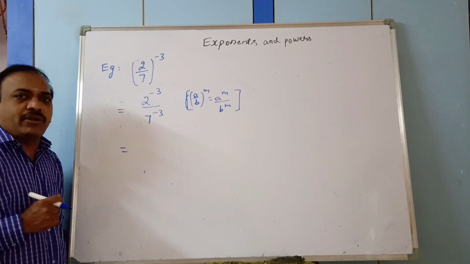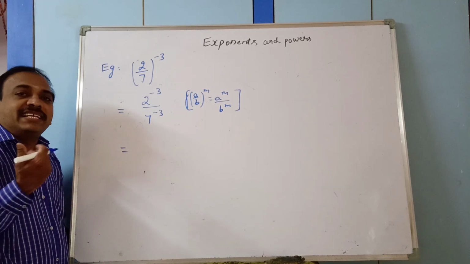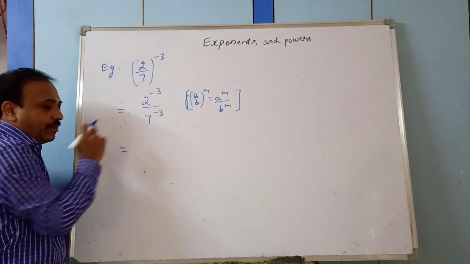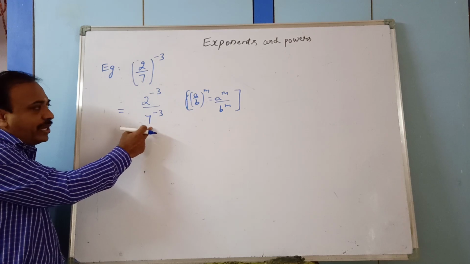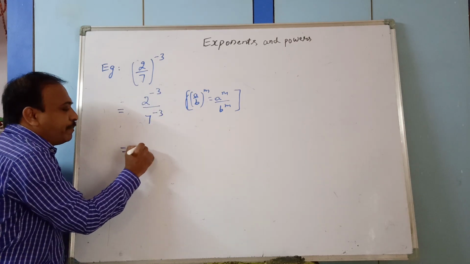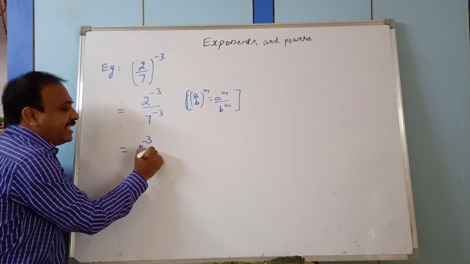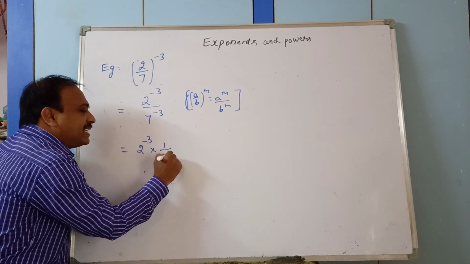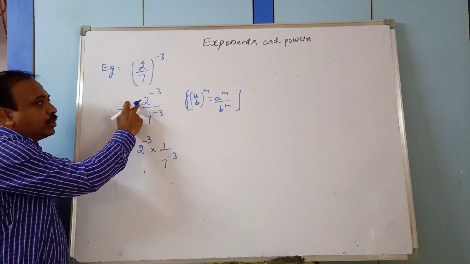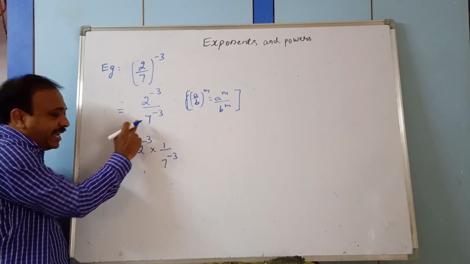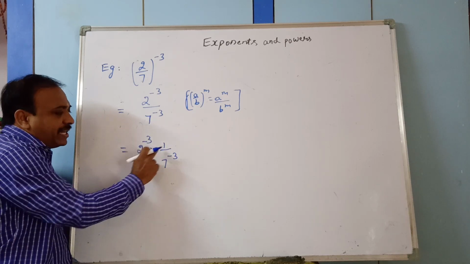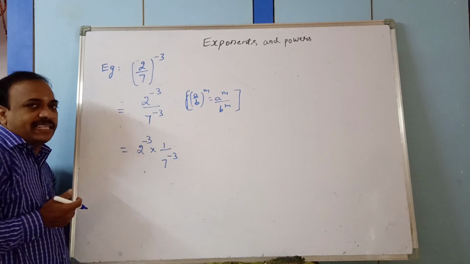If the power is negative, how do you write it as positive? Yes, you just write it in the denominator. That is, this will come to the denominator and this will go to the numerator part. 1 by 2 to the power minus 3 into 1 by 7 to the power minus 3. This is actually the meaning of 2 to the power minus 3 by 7 to the power minus 3.